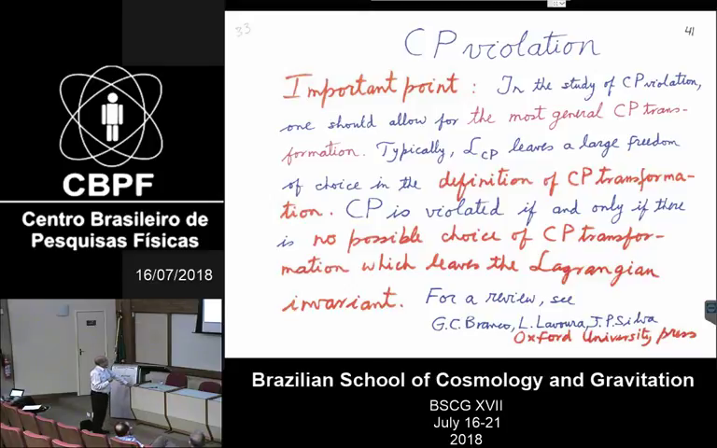An important point: in the study of CP violation, one should allow for the most general CP transformation. Typically, the Lagrangian leaves a large freedom of choice in the definition of the CP transformation. CP is violated if and only if no possible choice of CP transformation leaves the Lagrangian invariant. For a review, I advise you this book that we have published with Oxford University Press.